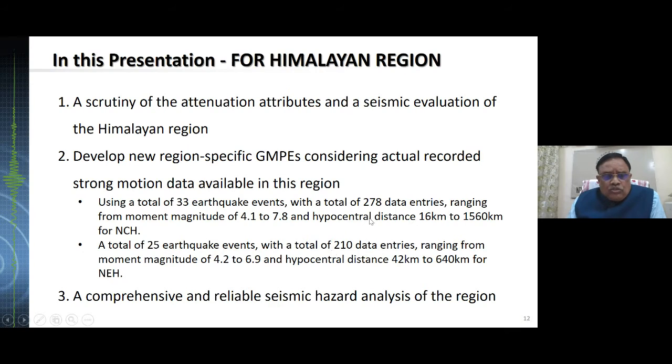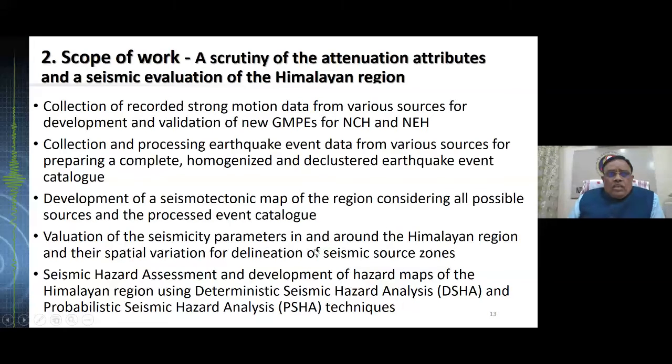You can see that the distance range is very small. So we try to develop, based on this actual data, a comprehensive and reliable seismic hazard analysis of the region after developing the attenuation attributes, or the region-specific GMPEs. The scope of work is, I will not go and read this, collection of recorded strong motion, development of a seismotectonic map, evaluation of the seismicity parameters a and b, and seismic hazard assessment, considering both deterministic and probabilistic. What I would like to say here is, a larger data set is reasonably available now. It's better, but it is not really complete. So if you want to develop a better and more reliable GMPE, we require a much larger data set.